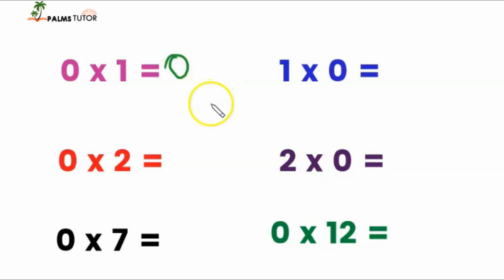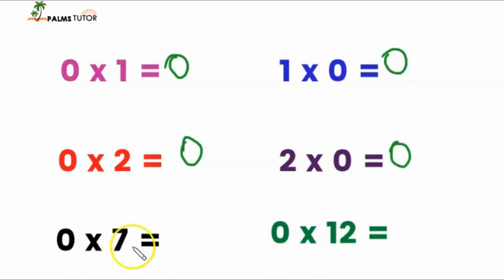And you know one thing in multiplication. Multiplication goes both ways. 0 times 1 is the same as 1 times 0. Right? So 1 times 0 gives us 0. Now we have 0 times 2. 0. 2 times 0. 0.